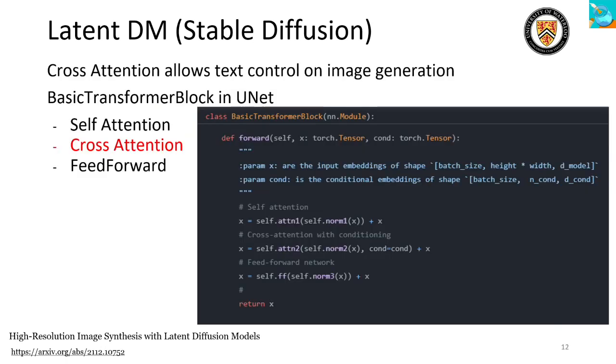So how is it done? In the basic transformer block, they have the cross-attention module. So it goes from self-attention, cross-attention, and then feed-forward. The self-attention was used to compute the spatial relation, while the cross-attention allows the text control on image generation.